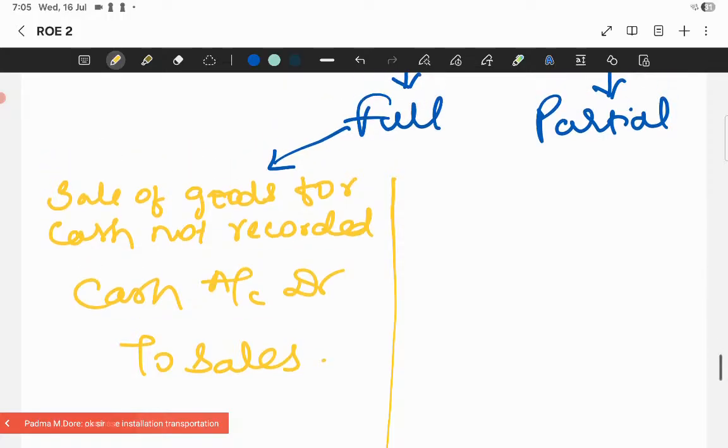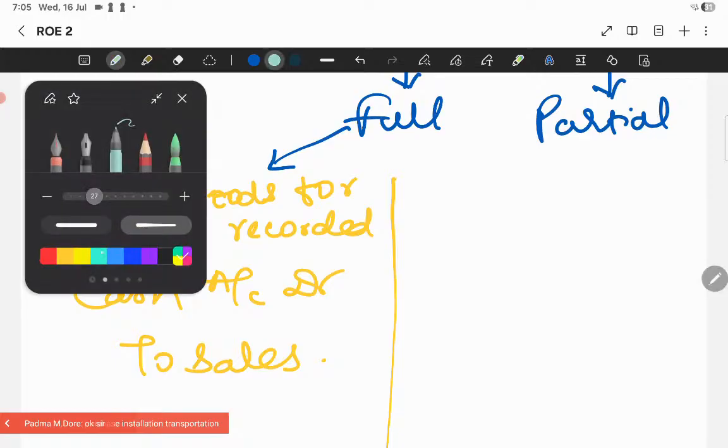Now, coming to the partial omission. Let's take an example.